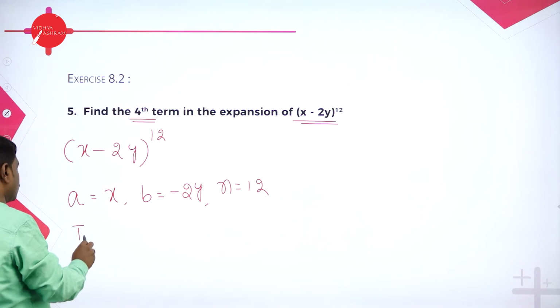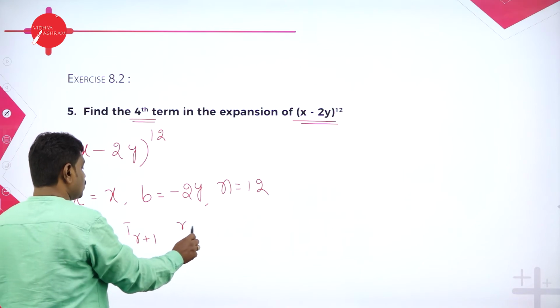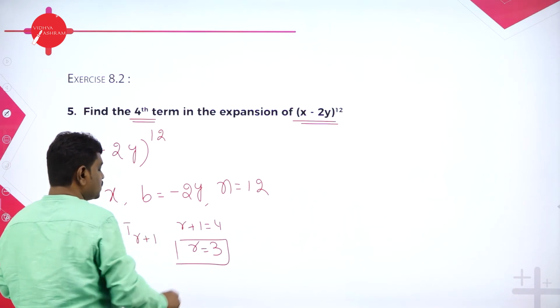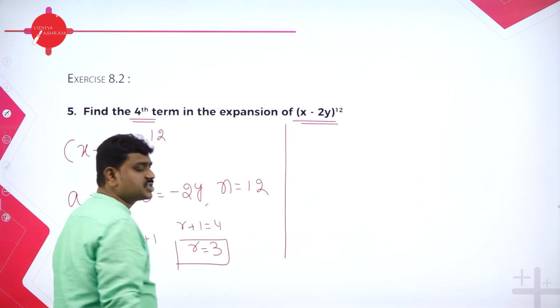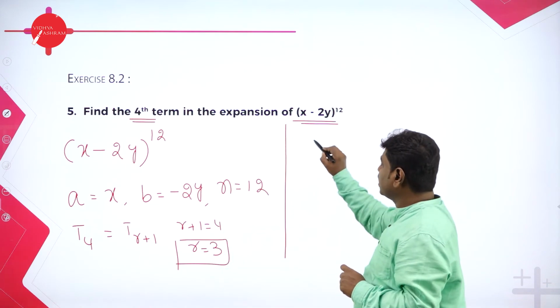So they want T4. T4 I want to write as T R plus 1. So R plus 1 is 4. So what is your R? R is 1 less than this, R is 3. So now you can write the general term, substitute, and get the value of T4.